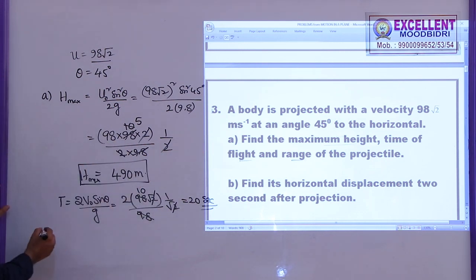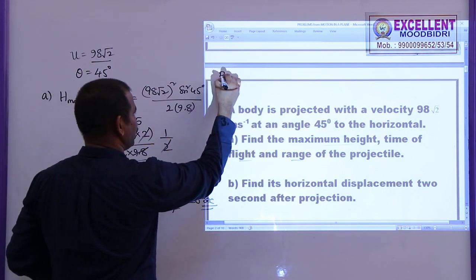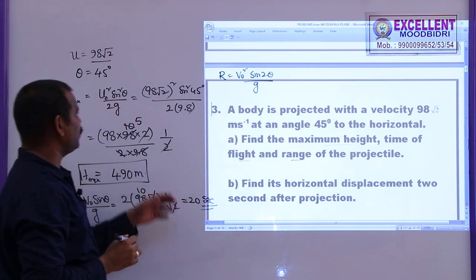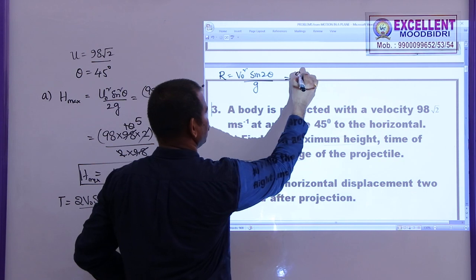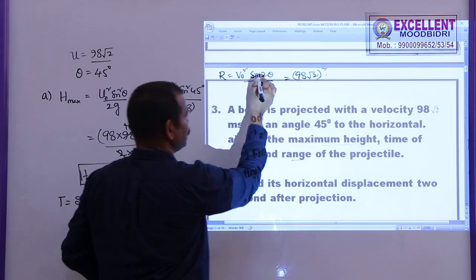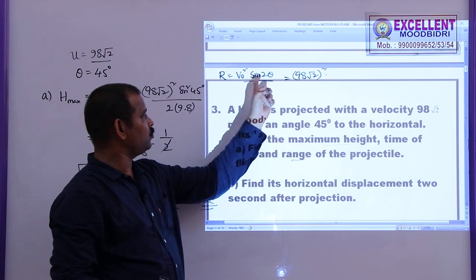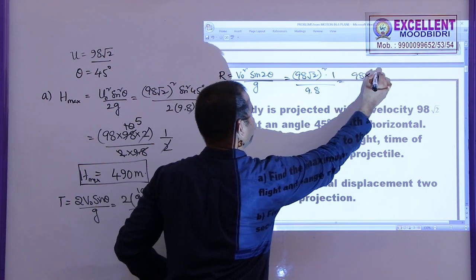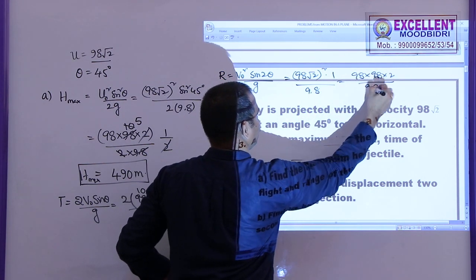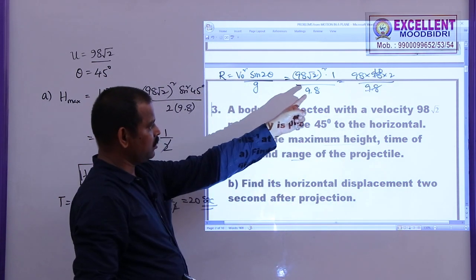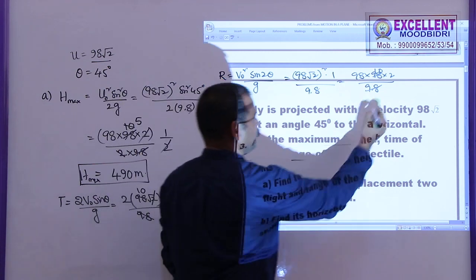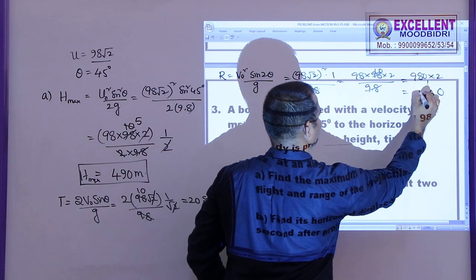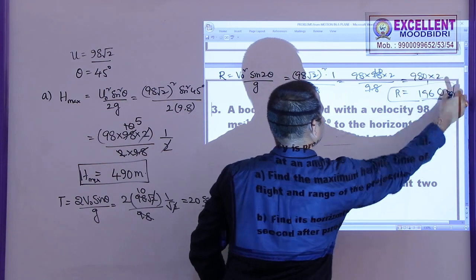Third one, the range of the projectile. The range of the projectile is given by v naught square sine 2 theta by g. So the v naught square value is 98 root 2 whole square, sine 2 into theta. Theta is 45, sine 2 into 45, sine 90, so this will become 1, by g, 9.8. So 98 into 98 into 2 by 9.8. This is 10, so this is 98 into 10, 980, into 2, so 1960 meters. This is the range in this case.